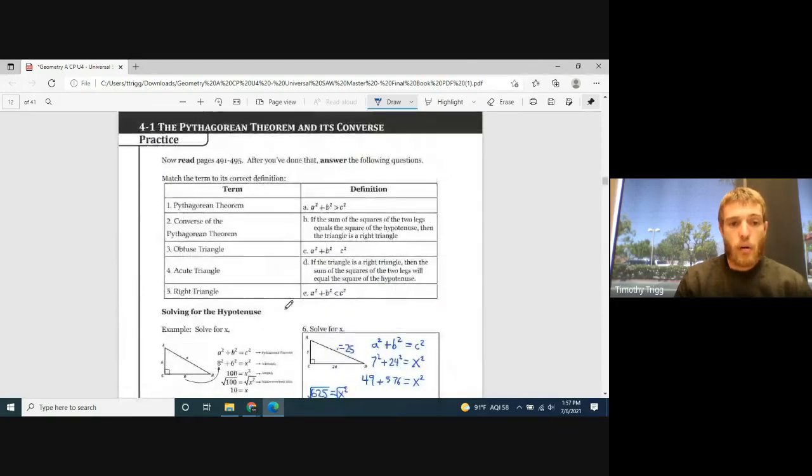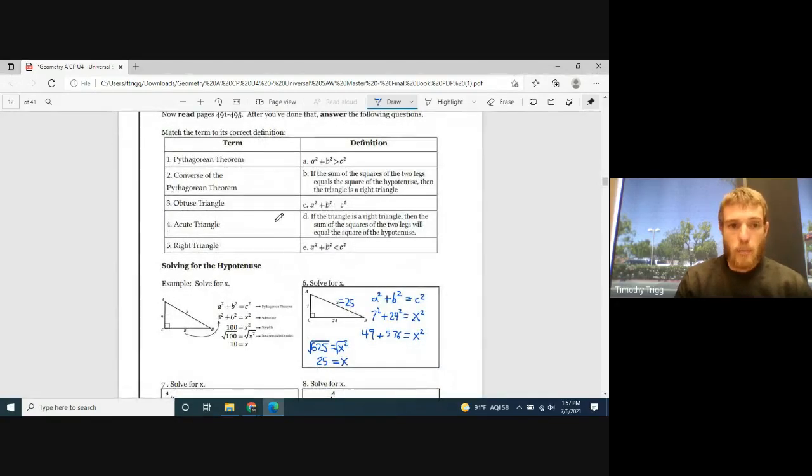Back up to page 4, they want you to do this matching here. This should have an equals here. So for a squared plus b squared equals c squared, this would be a right triangle. If it's equal, that's a right triangle. If the a squared plus b squared is greater, then that's an acute triangle. If the a squared plus b squared is less than the c squared, so the c squared is bigger, then that's an obtuse triangle.